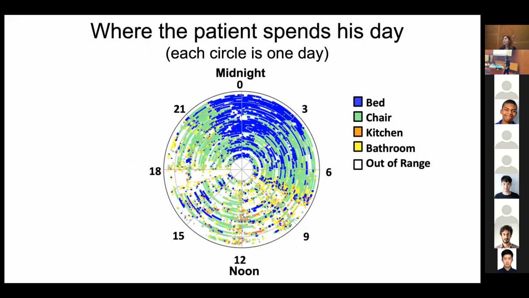So here, this graph is for the patient from the previous graph. Every circle here is 1 day. The innermost circle is the first day of the study. The outermost circle is the last day of the study. 0 at the top is midnight. 12 at the bottom is noontime.